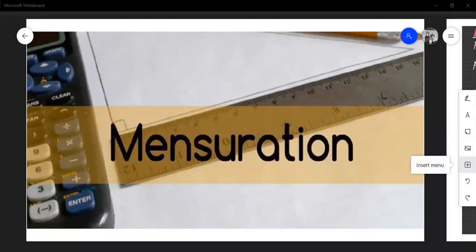So today in our maths clinic, we're going to cover two chapters. Well, I mean, not really two chapters, two important things. One is mensuration and another one we'll cover is trigonometry.